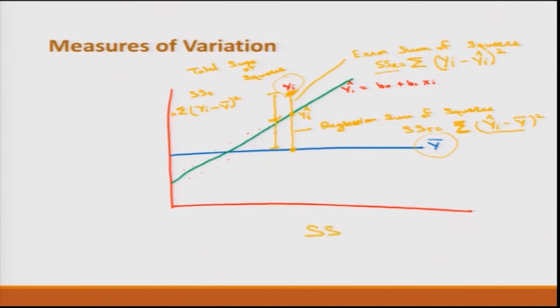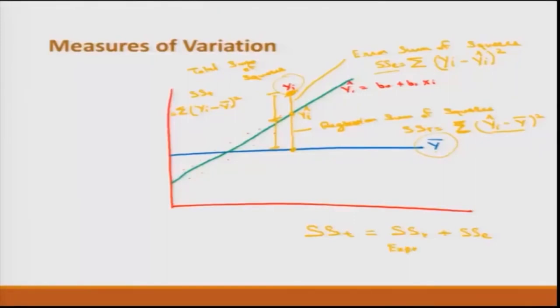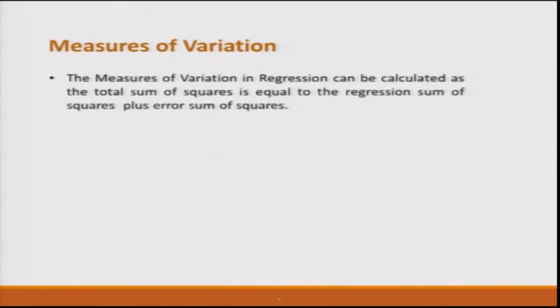So again, I'll put SS total is equal to SS explained, that is SS regression plus SS error. When I say SS, SS is sum of squares. When I say SSR, it is sum of squares for regression, that is the explained sum of squares. When I say SSE, it is sum of squares for error, that is the unexplained sum of squares. So this is explained by the model, this is unexplained by the model. So the measures of variation in regression can be calculated as total sum of squares is equal to the regression sum of squares plus error sum of squares, putting the same thing in a statement here.